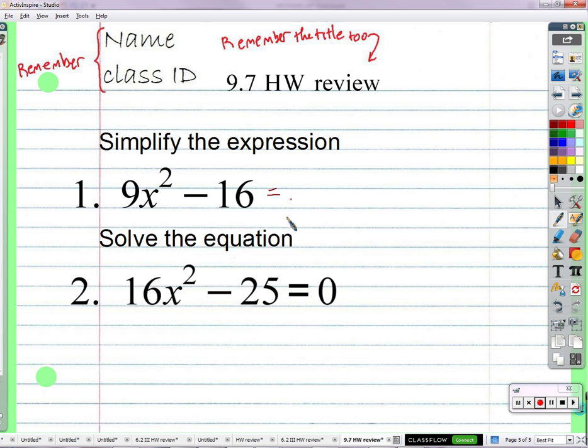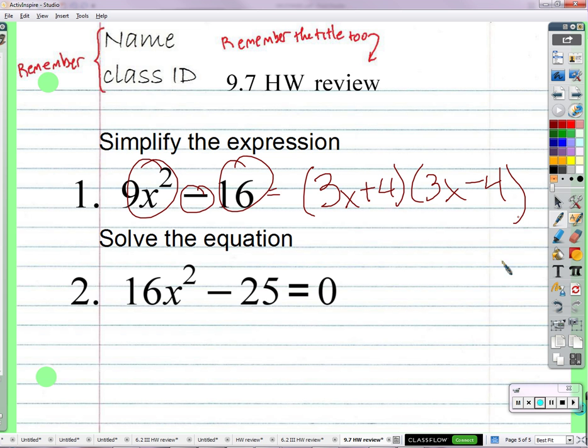Okay, number one. Factor 9x squared minus 16. It's a difference of squares, these are both squares. It factors as 3x plus 4 times 3x minus 4. If you're not sure, what can you do? Always check to make sure that it is factored correctly, by multiplying them together. That's double distribution, that's what we call it.